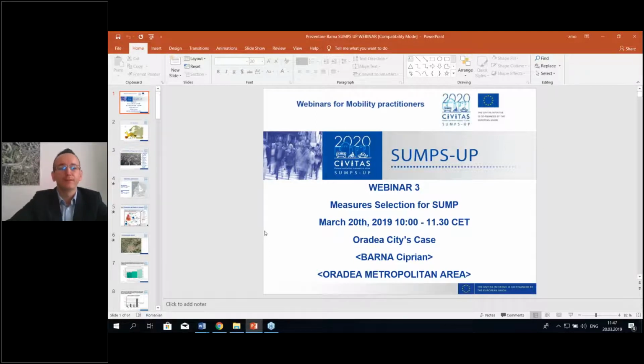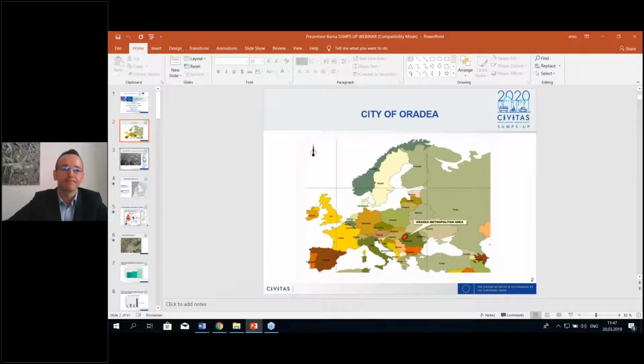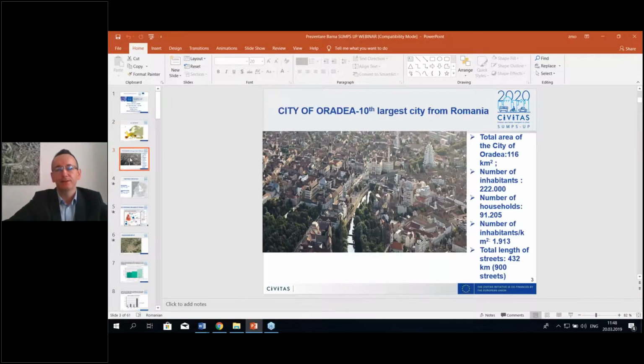In order to have a brief introduction, I will start by presenting the territorial impact, in order to have an overview. The city of Oradea is situated at the border with Hungary, about 600 kilometers from Bucharest, 250 from Budapest and approximately 500 from Vienna. It is the 10th largest city in Romania, with a total area of 116 square kilometers.